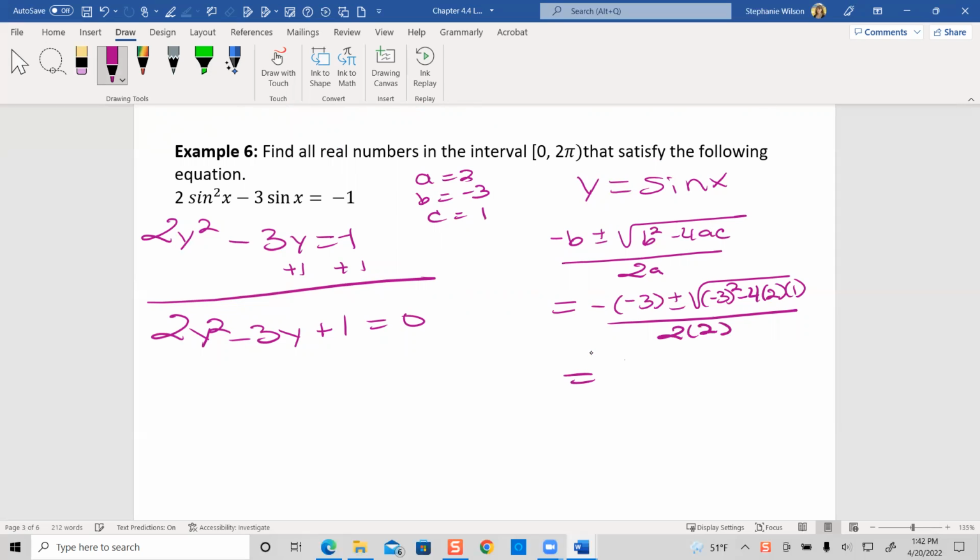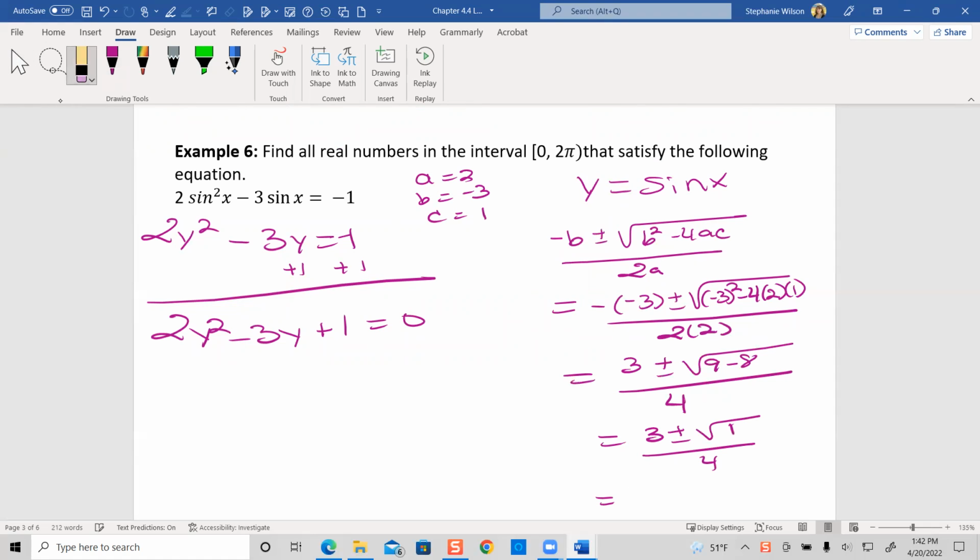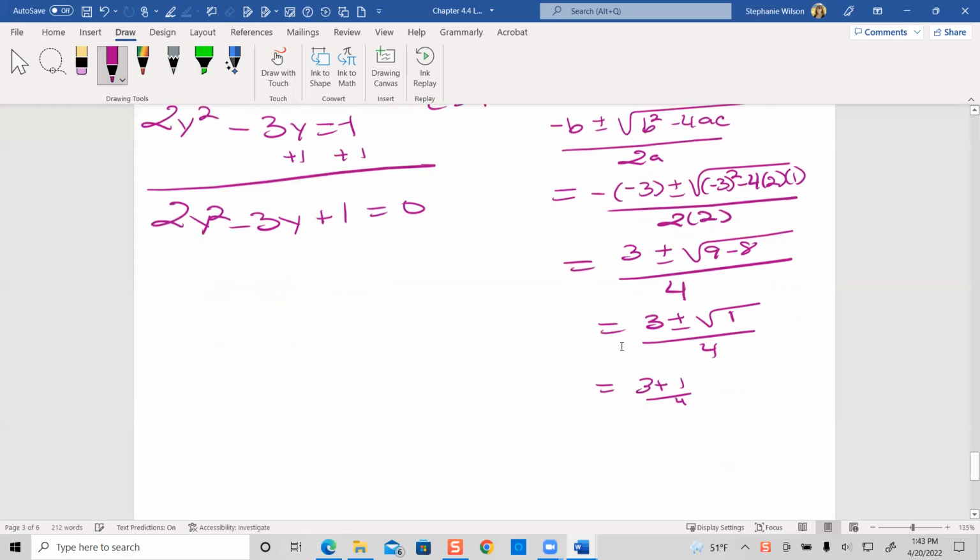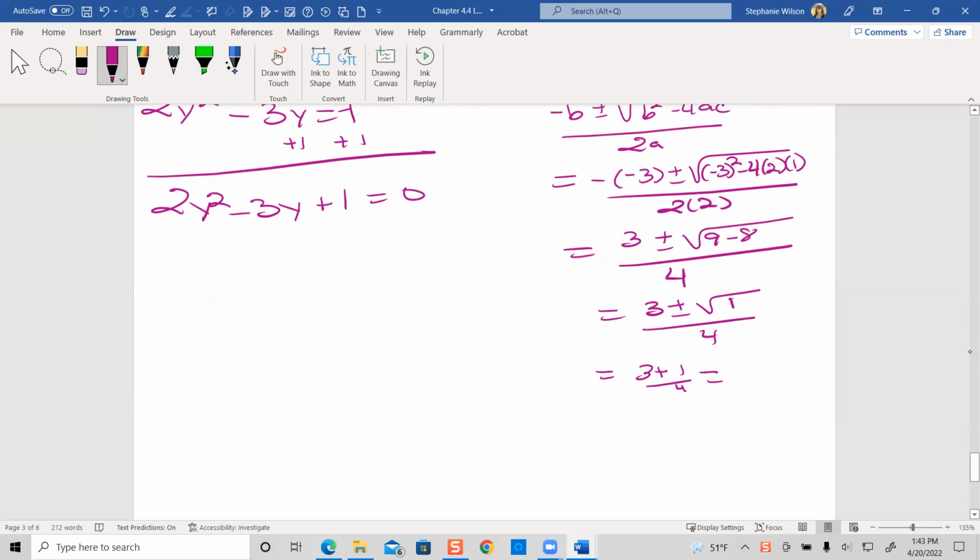Now I got negative times negative is positive. Negative 3 squared is 9. Negative 4 times 2 times 1 is negative 8. All divided by 2 times 2 is 4. Now I got 3 plus or minus square root of 9 minus 8, which is 1, over 4. So I'm going to have 2 possible answers here. I got 3 plus square root of 1 is 1, divided by 4, which gives me 4 divided by 4, which is 1.